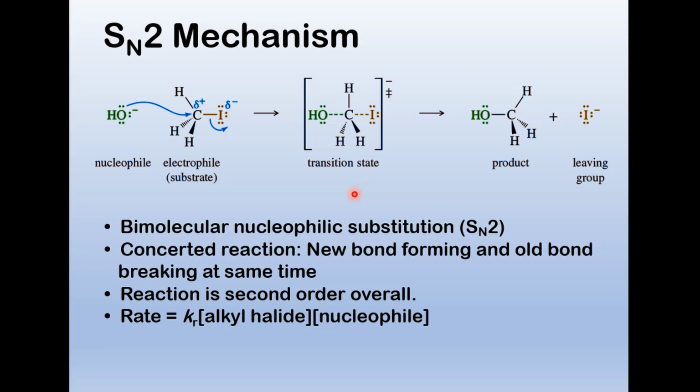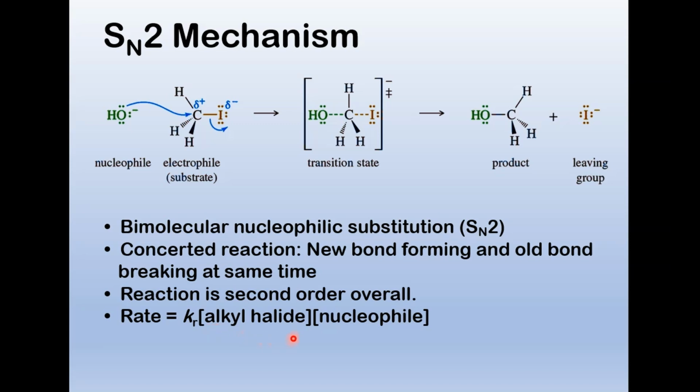What is a transition state? We can describe it in terms of an energy diagram, which I was hoping some of you would shout out where that is on the graph. But we'll go over this. It's where bonds are forming and bonds are breaking. The carbon-oxygen bond is forming, carbon-iodine bond is breaking. All right, so I said it was bimolecular nucleophilic substitution.